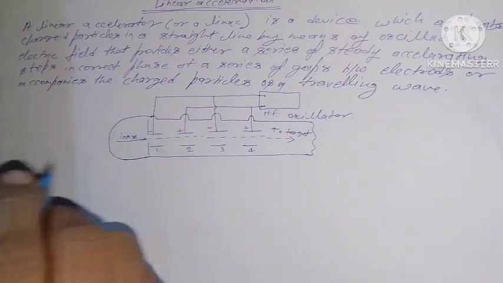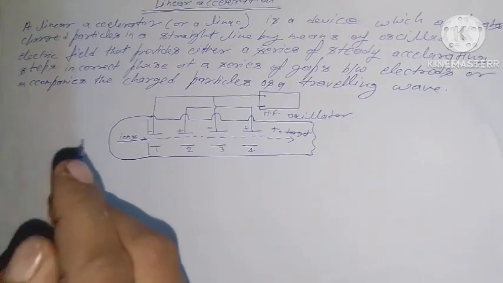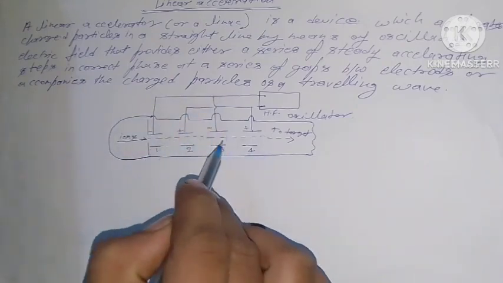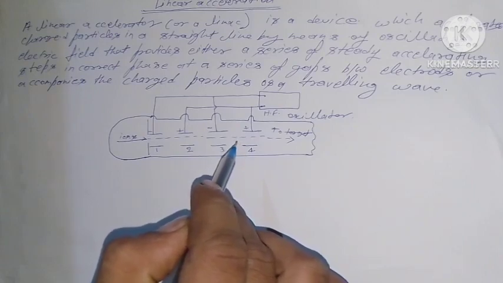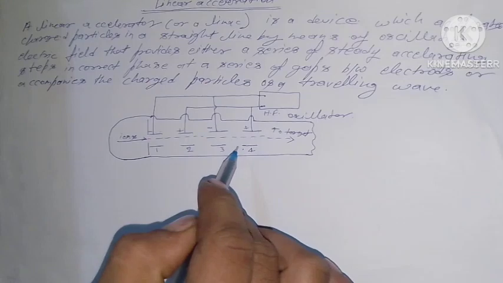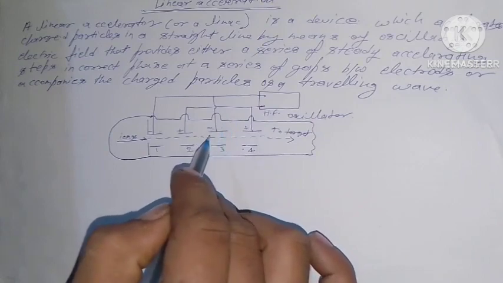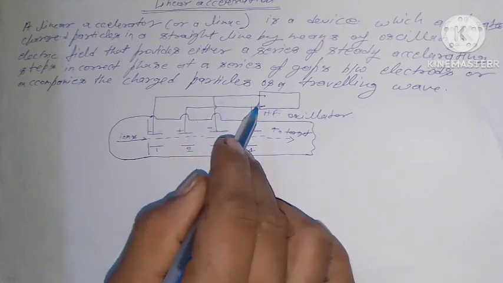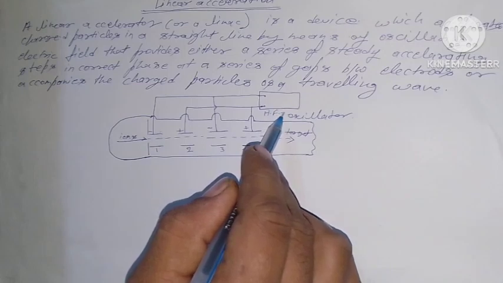The charged particles, the ions, travel through an aperture A and move along the axis of a series of coaxial cylindrical electrodes 1, 2, 3, 4, etc. These cylindrical electrodes are known as drift tubes. The drift tubes are connected to an AC source of a very high frequency, a high frequency HF oscillator, so that alternate tubes have potentials of opposite sign.